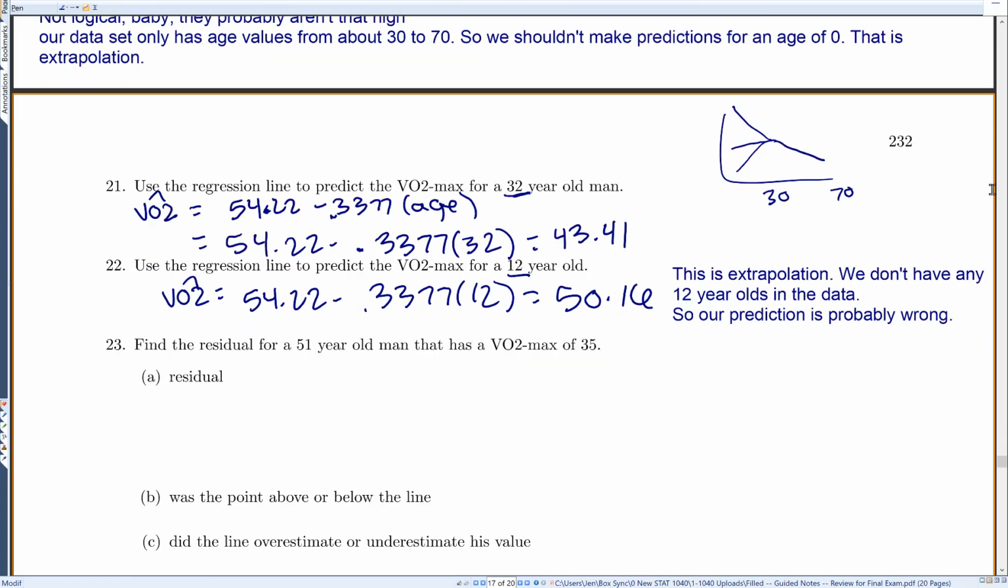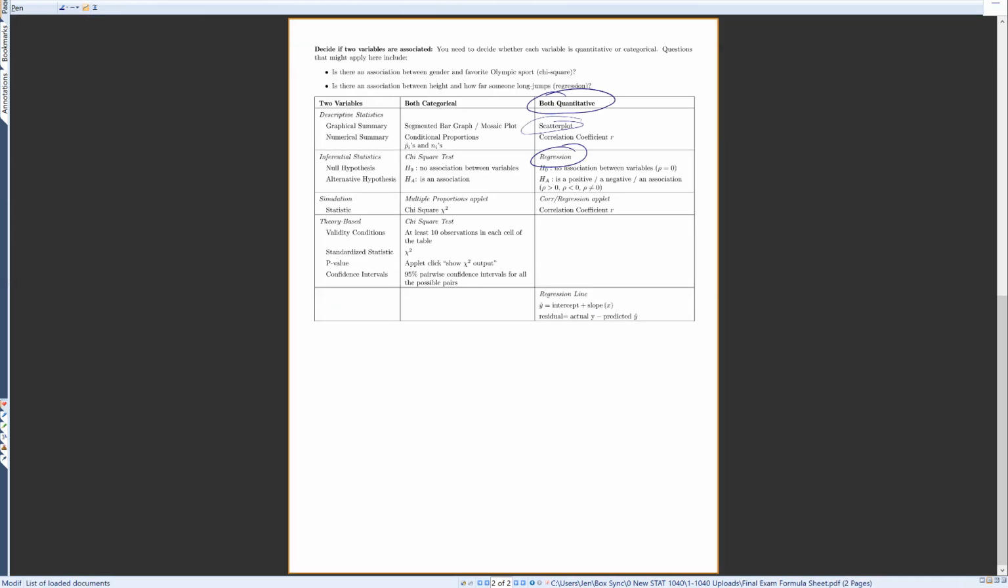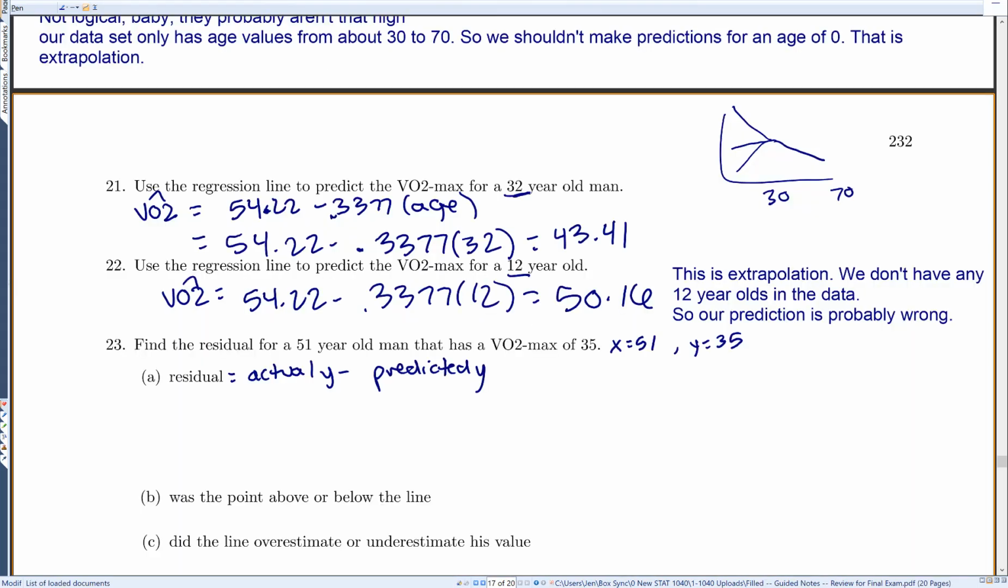So let's find the residual for a 51-year-old man that has a VO2 max of 35. So this is saying basically that his X equals 51 and his Y equals 35. Okay. What we need to do is we need to find the residual, and the residual is always equal to our actual Y minus our predicted Y. Okay. And I do believe that's on the formula sheet right here. There's your residual formula.